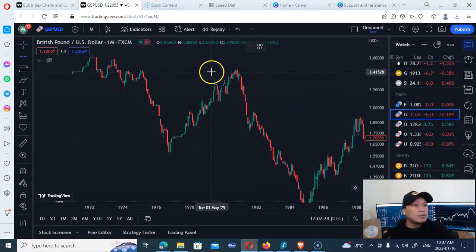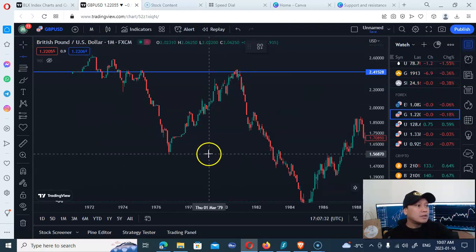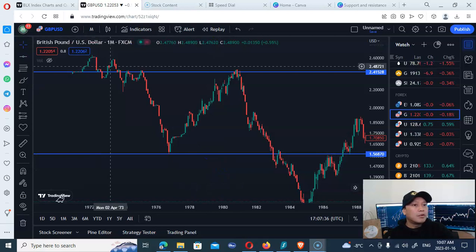Okay, let's backtrack again here. Let's see somewhere here, and somewhere here. Okay, so of course the price reacted here, here, here, here, here, and here. So that is your resistance, and for your support the price reacted here, here, and here. Okay, and of course almost here.